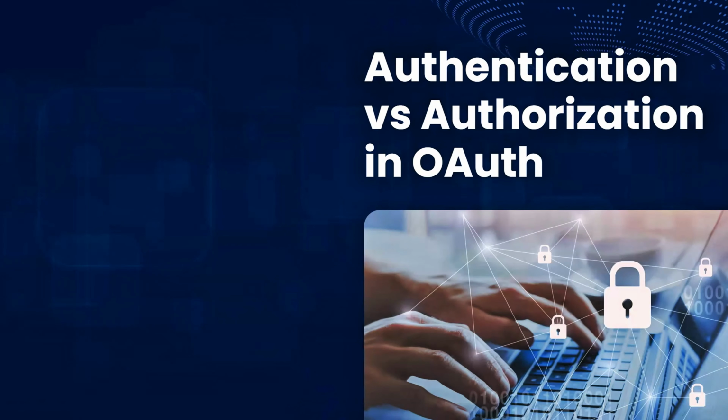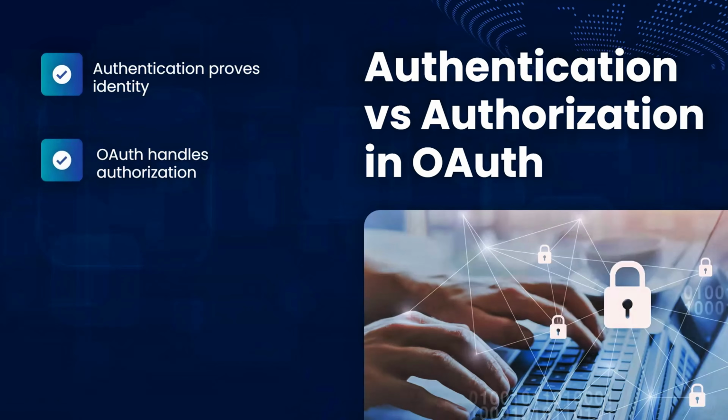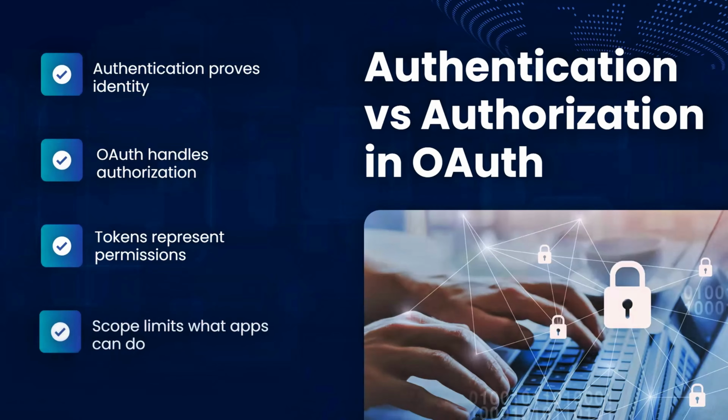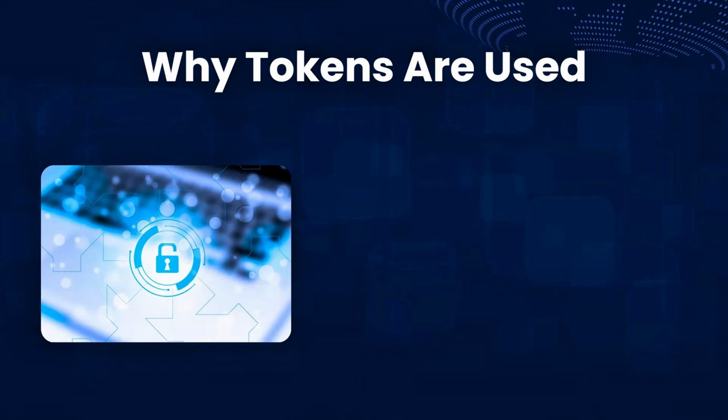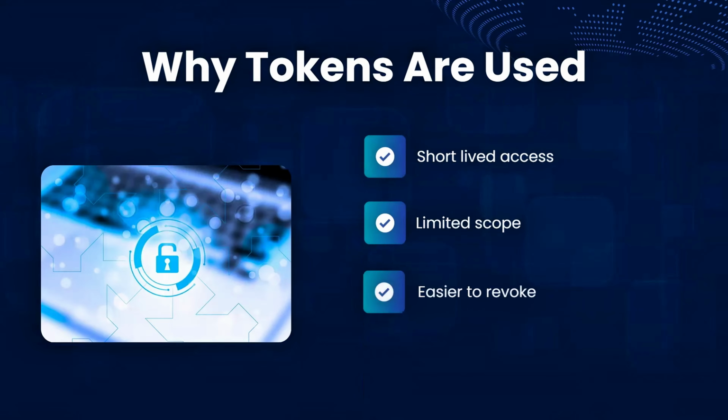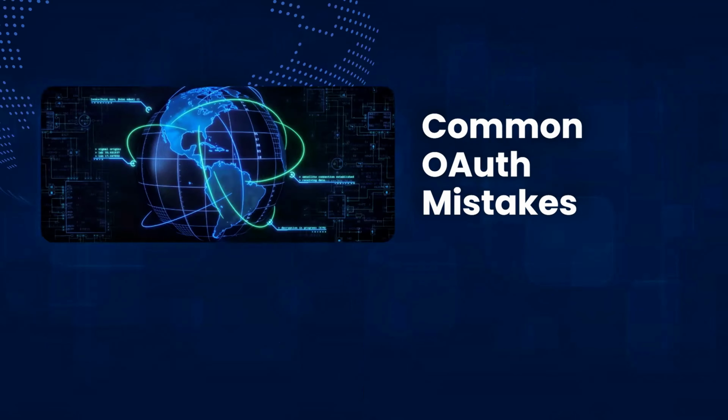We look at authentication versus authorization in OAuth. OAuth focuses on authorization, not logging in. Authentication proves identity. OAuth handles authorization. Tokens represent permissions, and scopes limit what applications can do. Tokens reduce risk compared to passwords. Tokens are short-lived, they have limited scope, they are easy to revoke, and they are safer than sharing passwords.